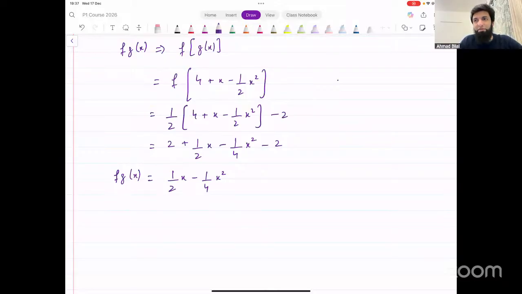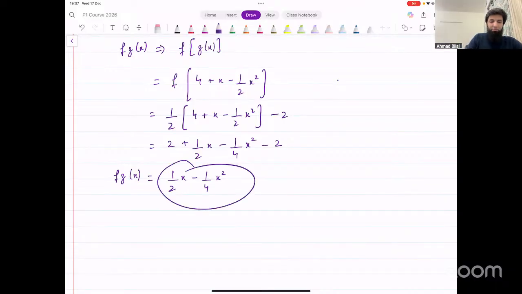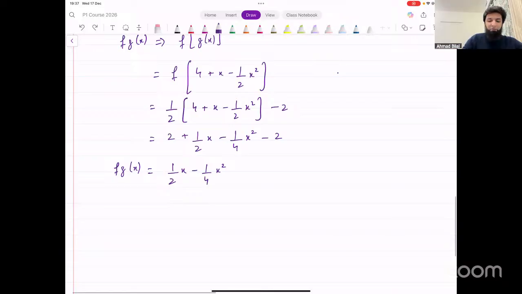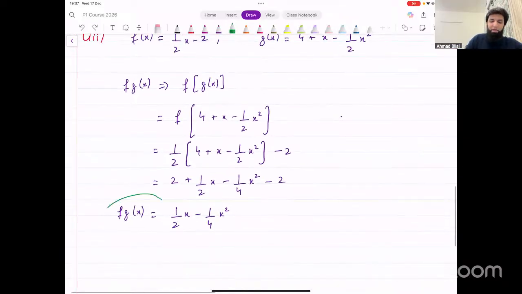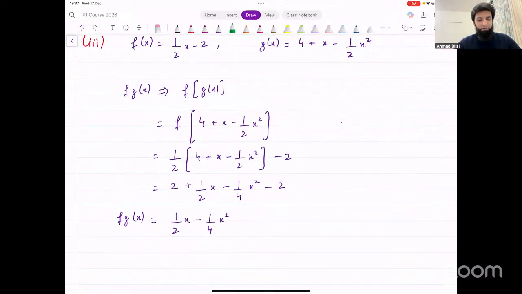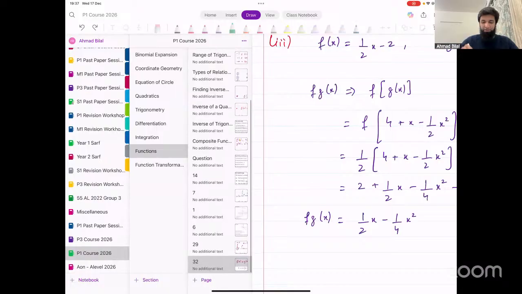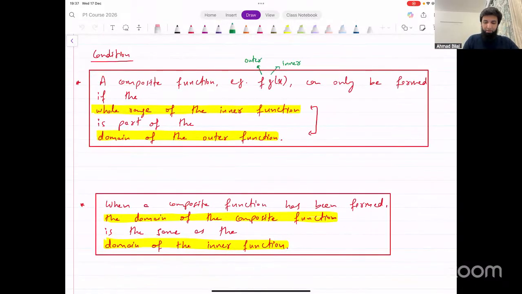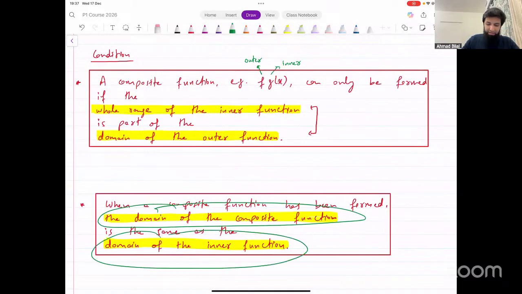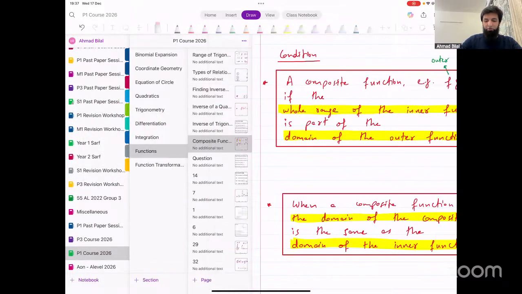How do you find the range of this function? It's a quadratic expression, right? How do you find the range of quadratic expressions? First of all, what's the domain of this function? For composite functions, remember, what did we discuss? The domain of the composite function is the same as the domain of the inner function. So whatever the inner function is, the domain of the composite function is going to be the same.